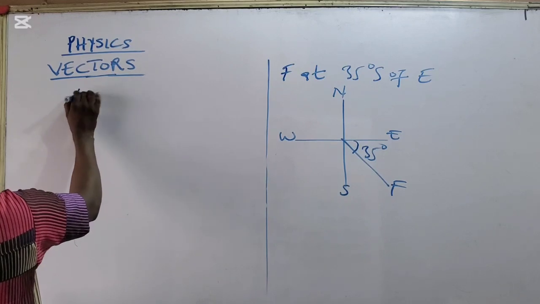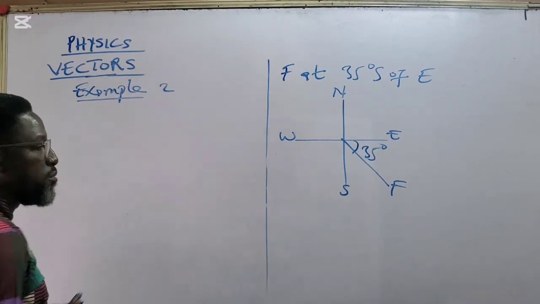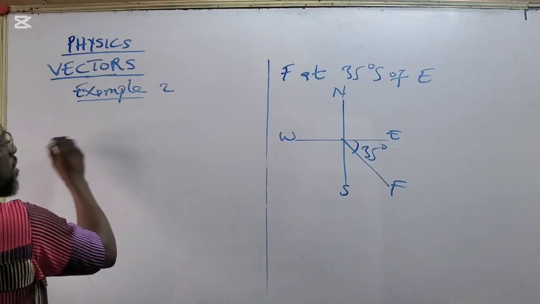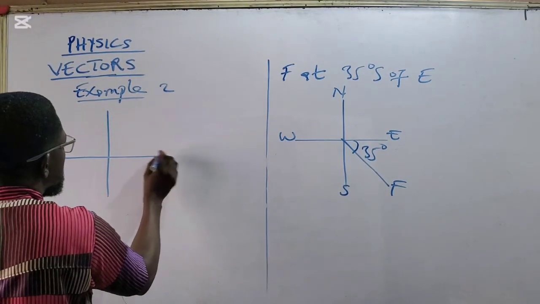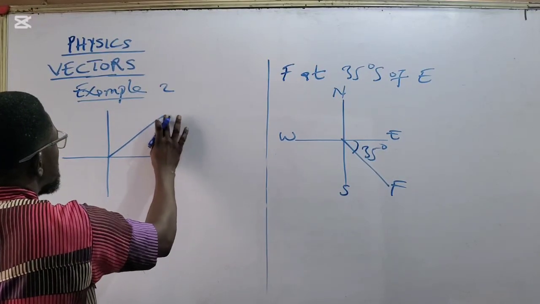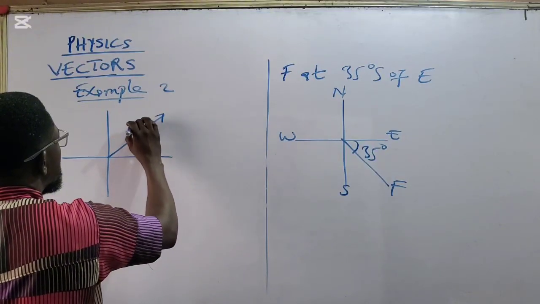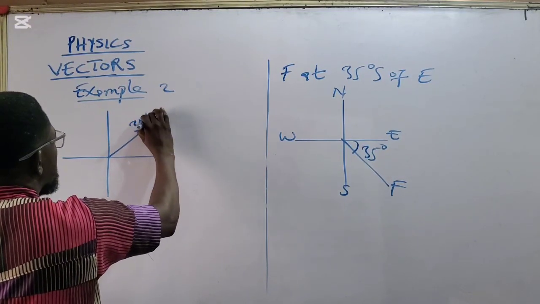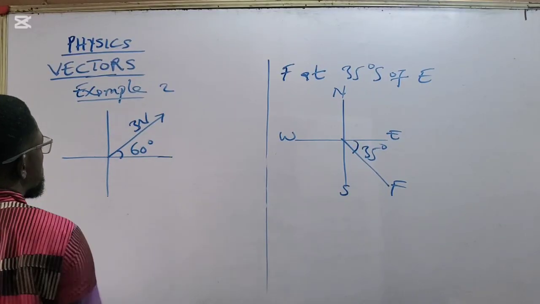Now the example 2. Example 2. You have a diagram like this. Here is 3 Newton. Here is 60.